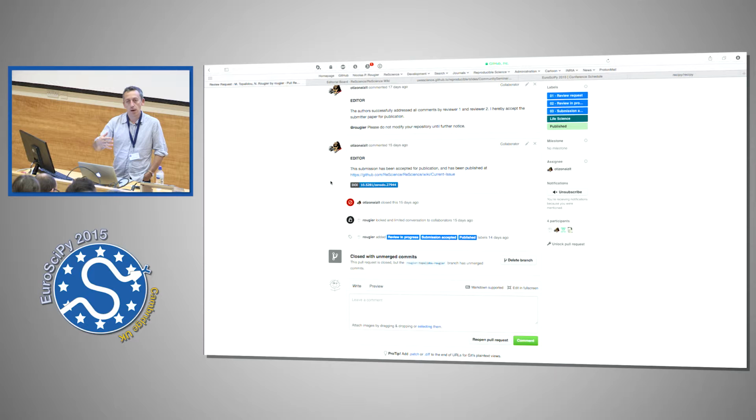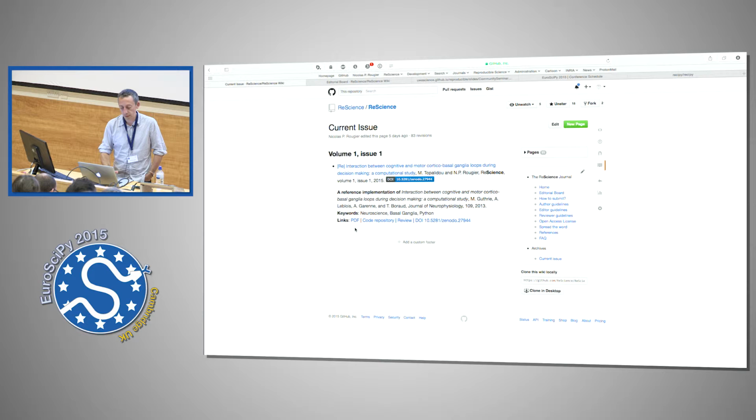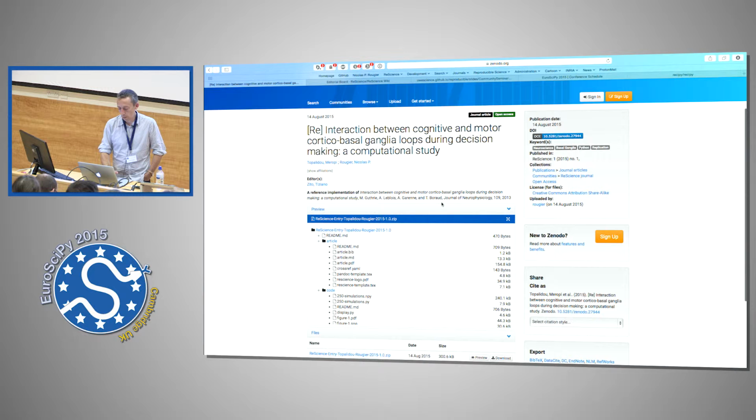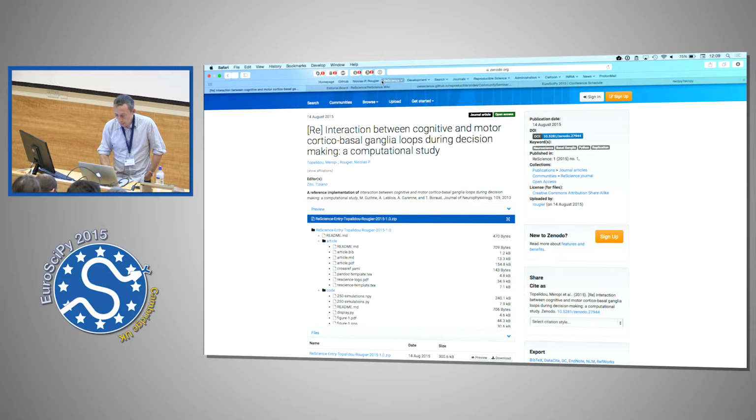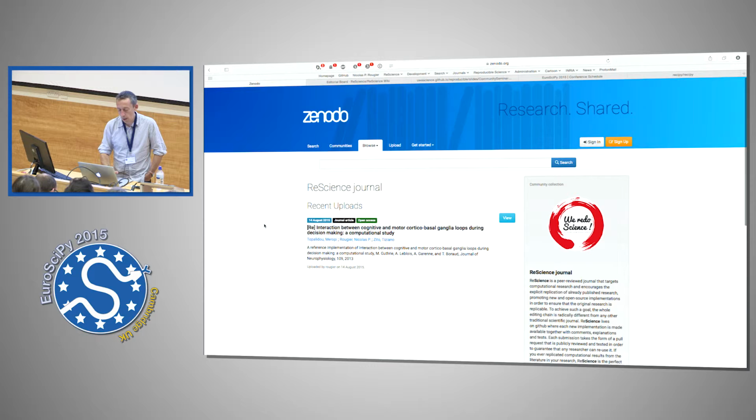So this is a table of contents of the journal. It's on the wiki on GitHub. And this is the article. So you have the link to the PDF, the code repository, but it could also be the data or the notebook if you are using a notebook. This is a review, and this is a DOI through Zenodo. You also have a view of the journal on Zenodo, so you can track every paper.